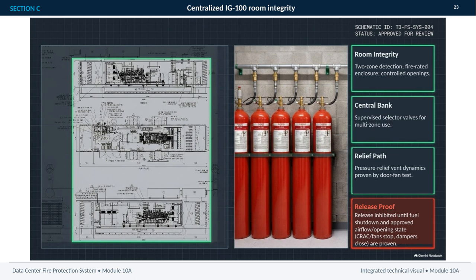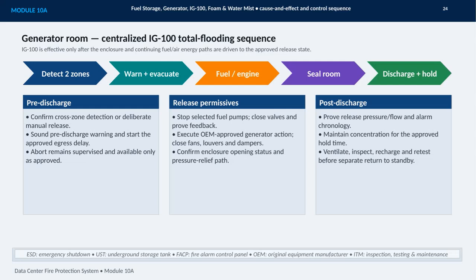Finally, release is deliberately inhibited until the necessary conditions are proven. Fuel is shut down, CRAC units and fans stop, dampers close, and the approved airflow and opening state is confirmed. The key principle is that discharge occurs only after the room and its connected systems are ready to contain the agent safely and effectively.